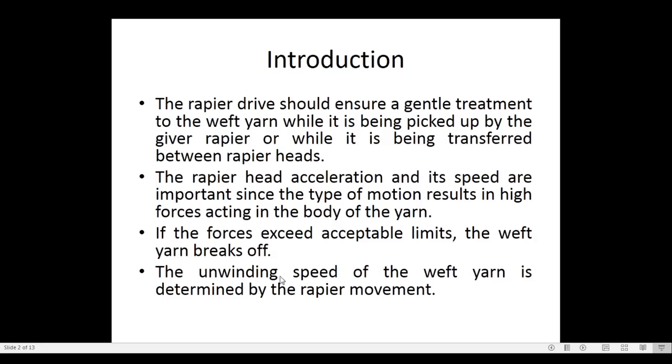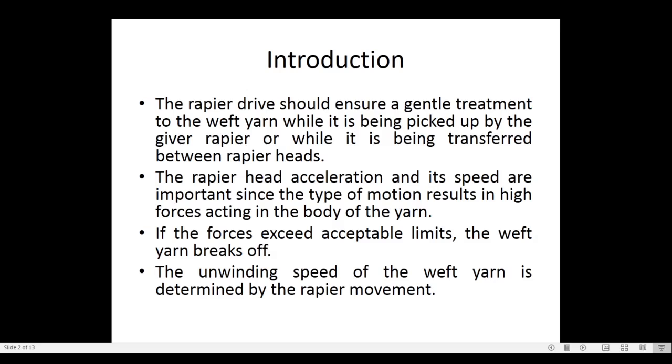Next, the unwinding speed of the weft yarn is determined by the Rapier movement. This unwinding speed means we are unwinding the coils from the accumulator when the Rapier has caught the weft. As the Rapier moves, we are unwinding the coil, one coil, second coil, third coil, as required for the width of the fabric. So 7 to 8 coils unwinding will be there from the accumulator.